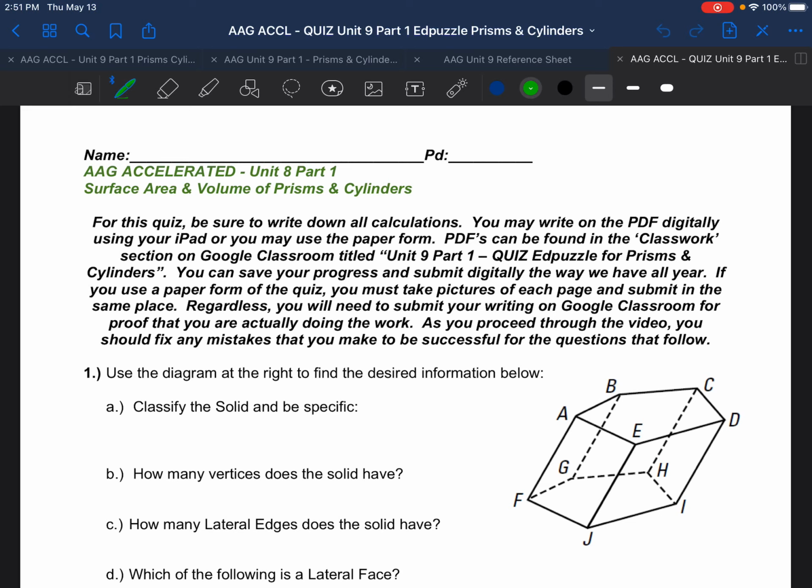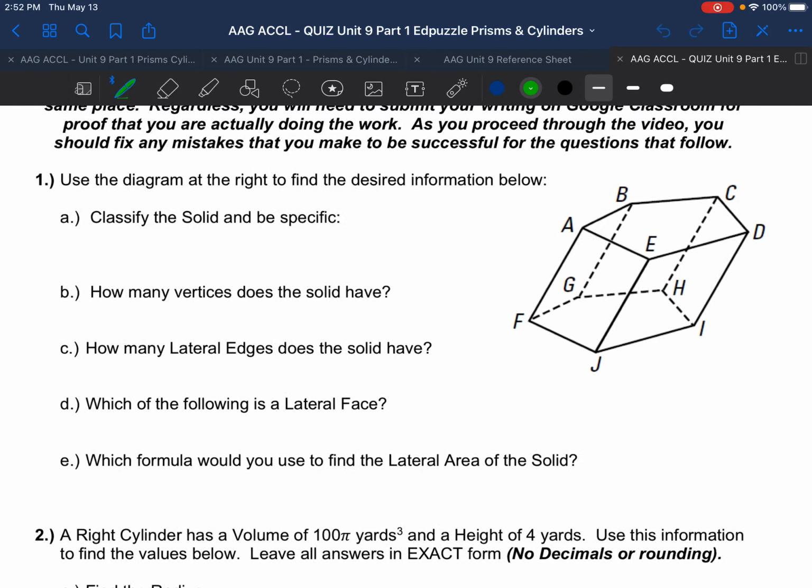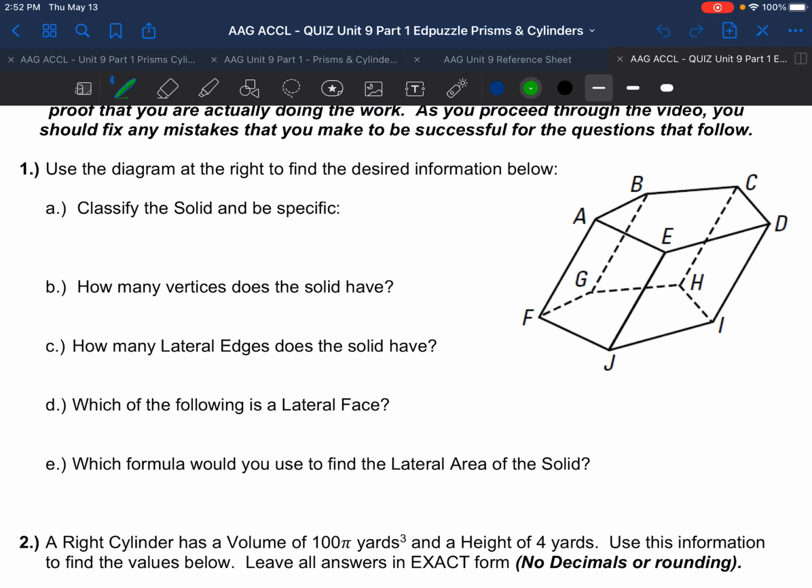Regardless, you will need to submit your writing on Google Classroom for proof that you are doing the work as we go along. As you proceed through the video, if you make any mistakes, you should fix them, because you want to be successful for the questions that follow. All right, without further ado, here we go. I want to start with question number 1. Now you're going to submit your answers through the video as we go along. While you're working on certain questions, write your answers down on the quiz that you're going to turn in later on. Alrighty, so here we go.